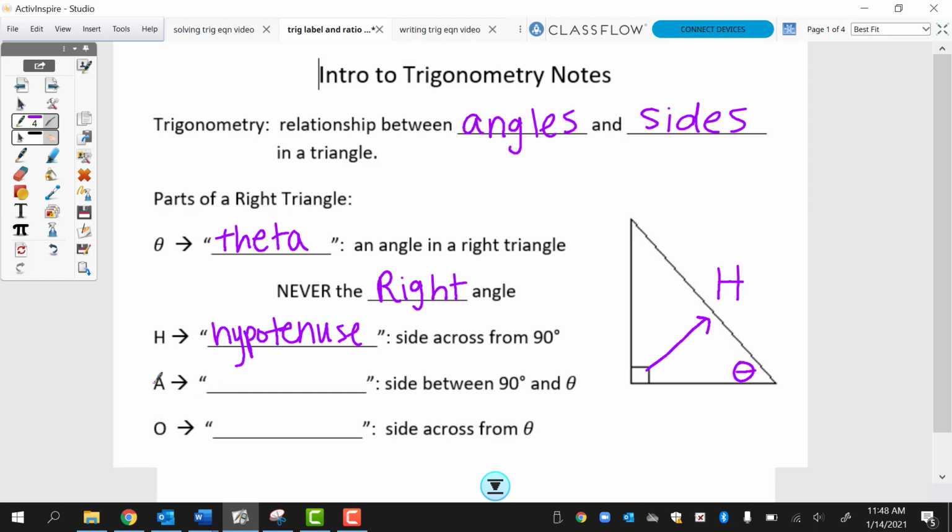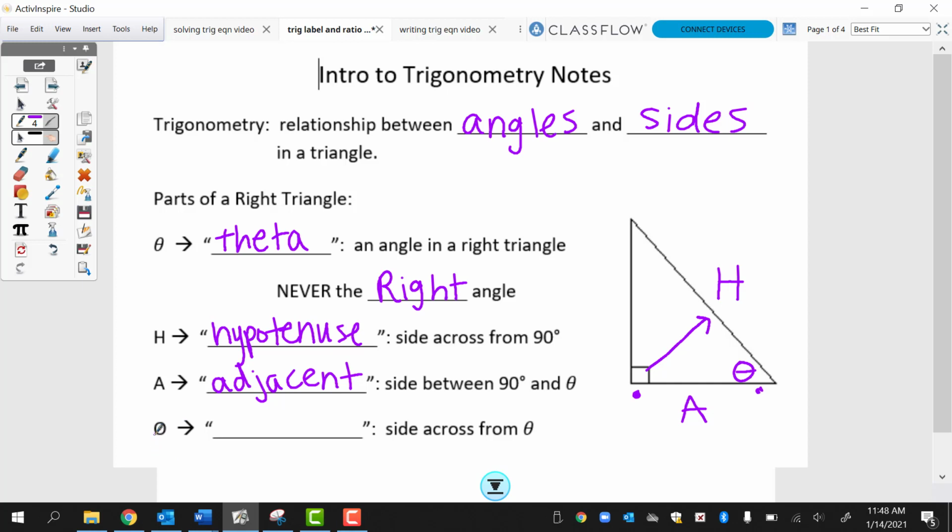Okay. So our other two sides are A and O. A stands for adjacent. And your adjacent side is going to be the side between the 90-degree angle and the theta angle. So if I look in my picture over here, here's theta. Here's 90. The side in between that's going to be A. So I label that side A, adjacent.